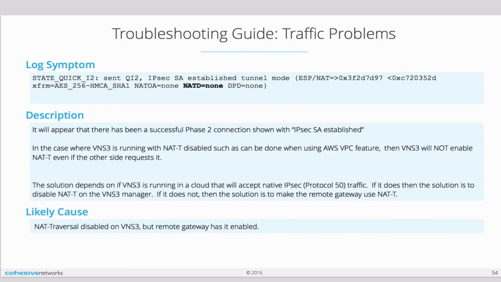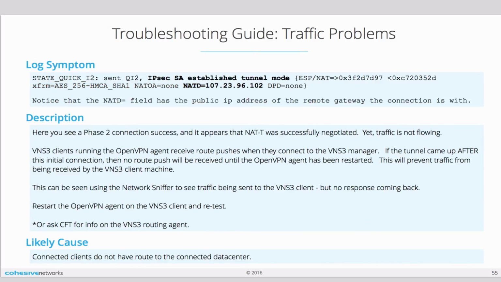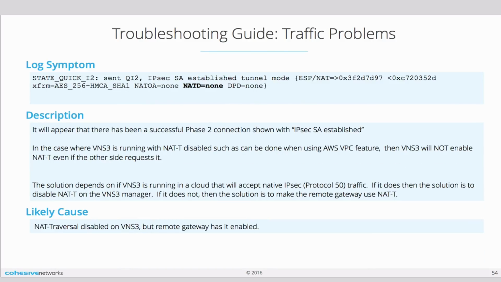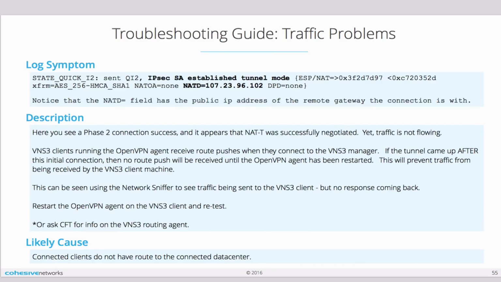Yeah, and this is just the inverse of each other. The next thing that can happen when you've got success, so we're talking about traffic problems. One traffic problem is we think we have a tunnel, but we disagree really on NAT-T, so the traffic's not matching up. The other one is everything looks absolutely fine, but what happens is the overlay clients aren't getting any information.